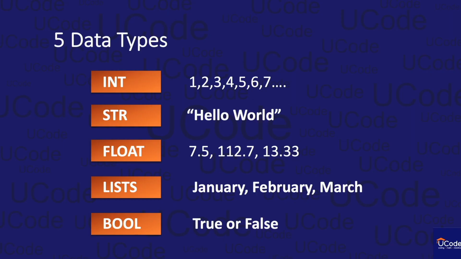The term data types refers to the different types of data our programs can use or store. There are 5 principal data types that you'll be working with. Integers, like 1, 2, 3, 4. Strings, like apples are red. Numbers with decimal places, like 1.002. Lists, like January, February, March. And Booleans, true or false. Let's learn about the different data types, starting with integers.